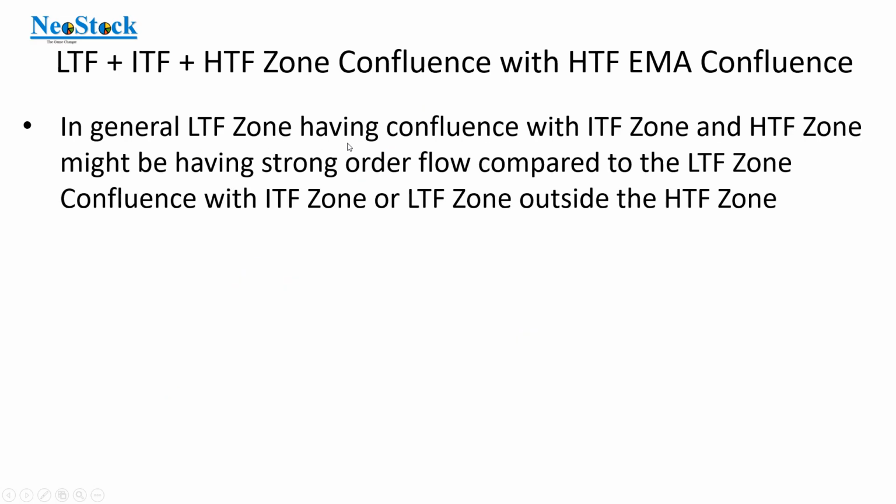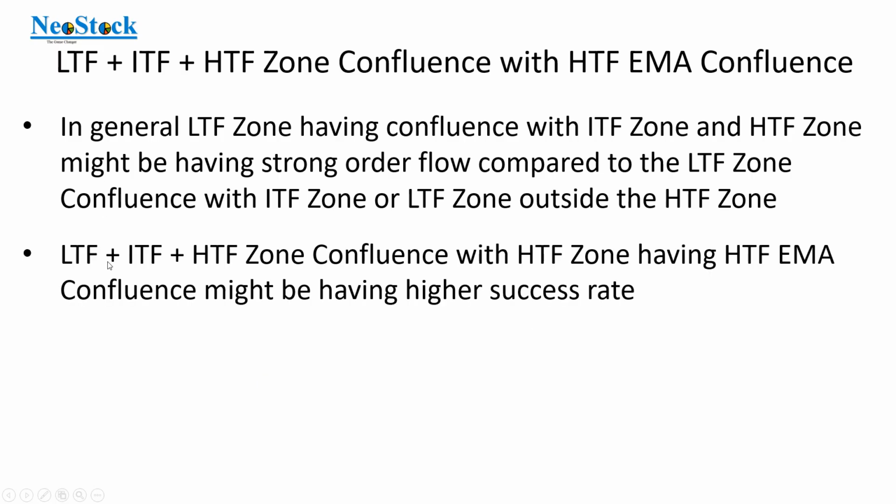In general, an LTF zone having confluence with the ITF zone and HTF zone might be having stronger order flow compared to an LTF zone confluence with only the ITF zone or an LTF zone which is outside the HTF zone. Because we already learned ITF is having more order flow compared to LTF and HTF is having even more order flow compared to ITF. In the beginning, we already summarized those concepts. Based on this, we have formed this statement.